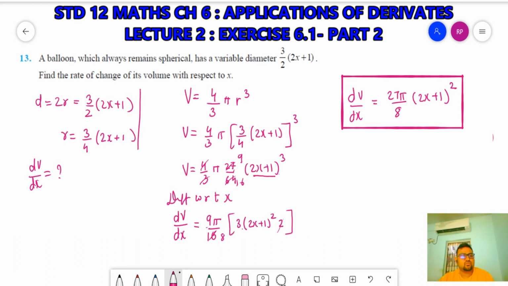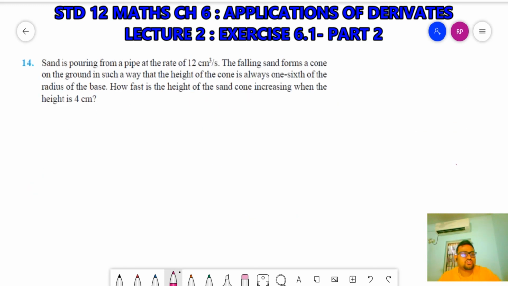Now let's move to the next, that is question number 14. Sand is pouring from a pipe at a rate of 12 centimeter cube per second. Okay, so now if we write it down as dV by dt, centimeter cube per second, that means volume. So 12 centimeter cube per second. So this much volume of sand is pouring from a pipe.